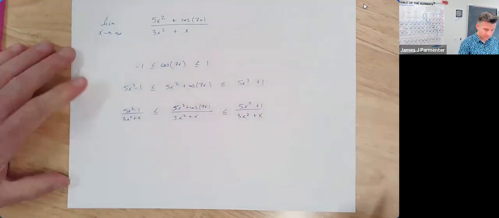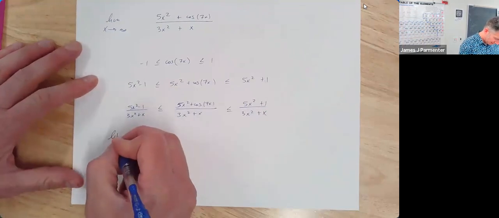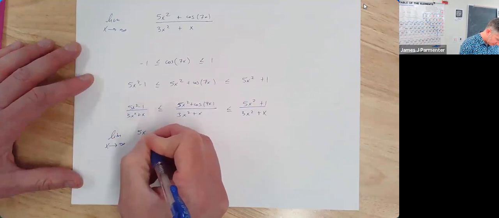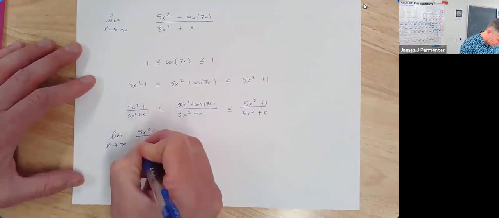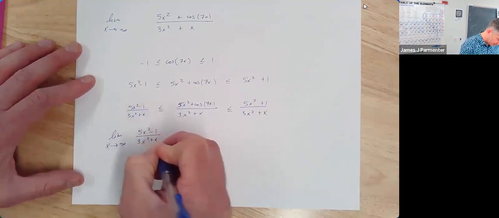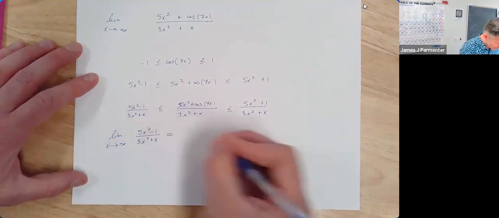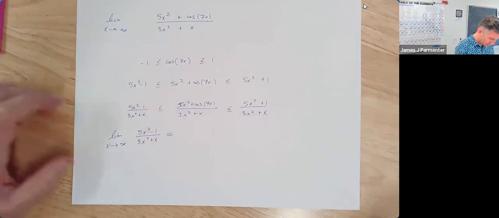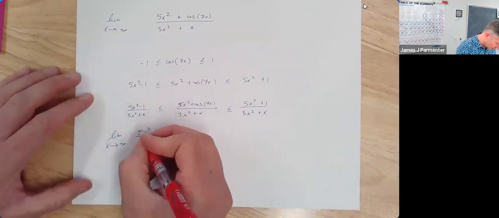And now I'm going to ask you all, if I take the limit as x goes to infinity of 5x squared minus 1 over 3x squared plus x, without doing any work whatsoever, we all probably know that this limit is what fraction? 5/3, right? Because we see that the degree on top and the degree on the bottom are the same. So the limit is just the quotient of those leading coefficients.